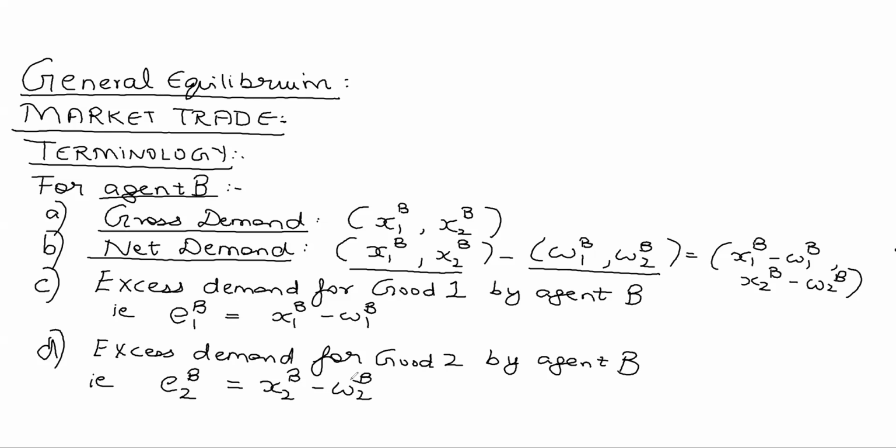Now we are talking about market trade. Let us introduce the equilibrium price. At the equilibrium price P1 star, the market for good one is in equilibrium.